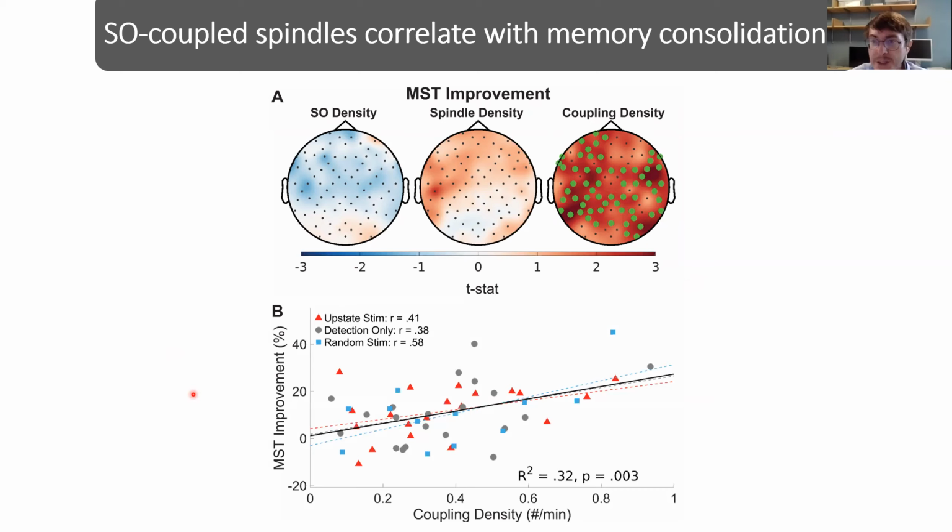Here I'm showing the 3 sessions. We had another session of stimulation where we stimulated at a random time to emphasize that timing is important. Not going to get into that now, but I'd be happy to talk with people more about that. But we found across these 3 sessions, there's this really quite strong relationship between coupling density and MST improvement. So that's, I think, very promising.